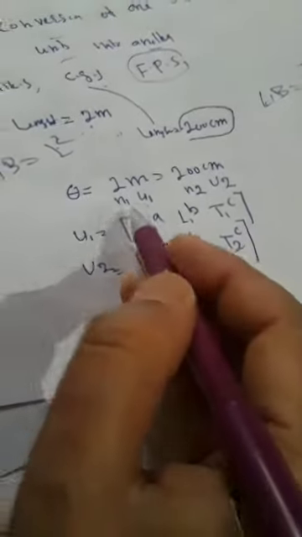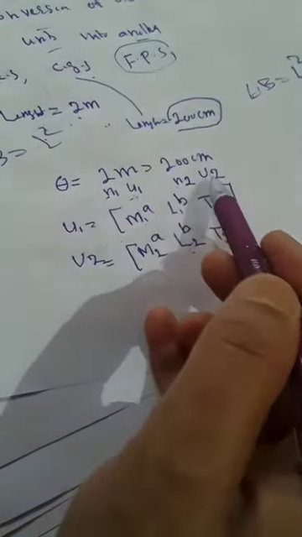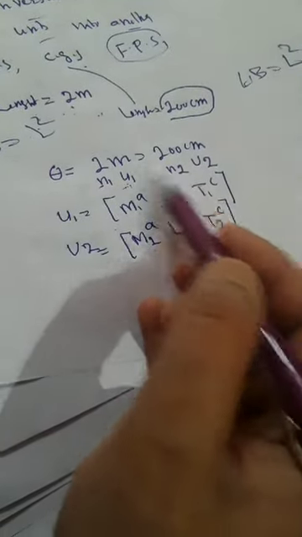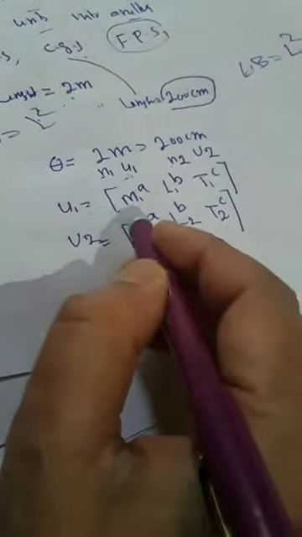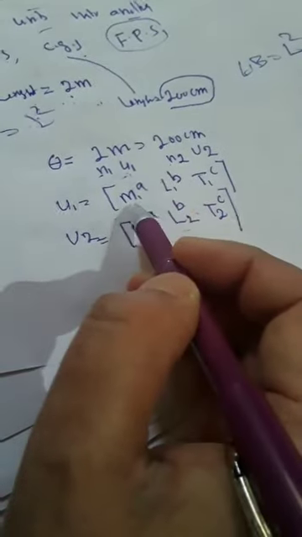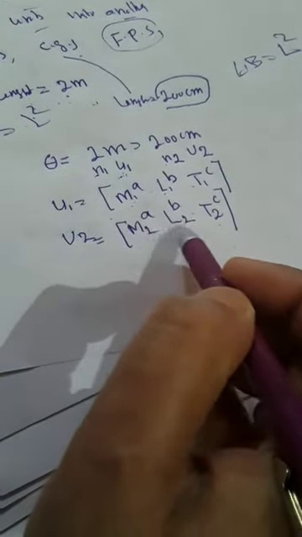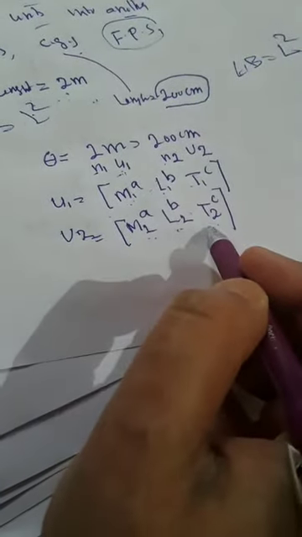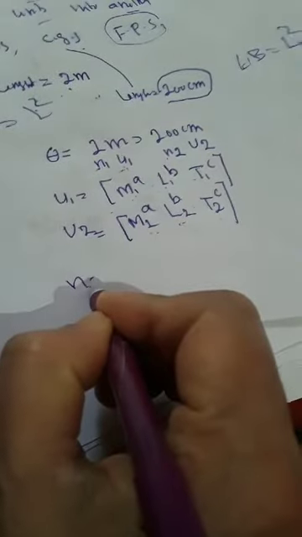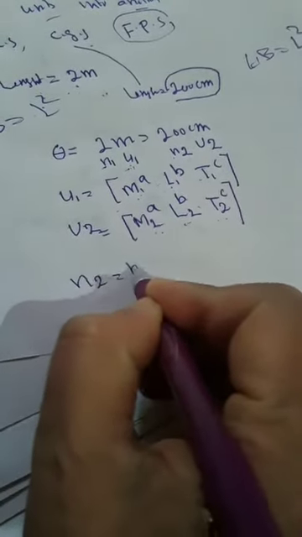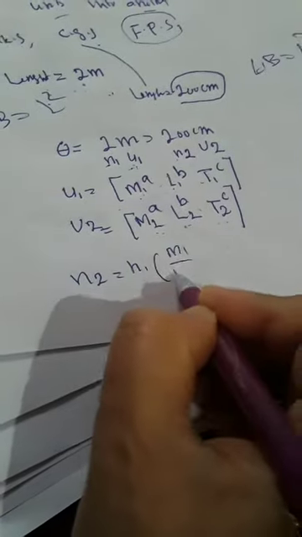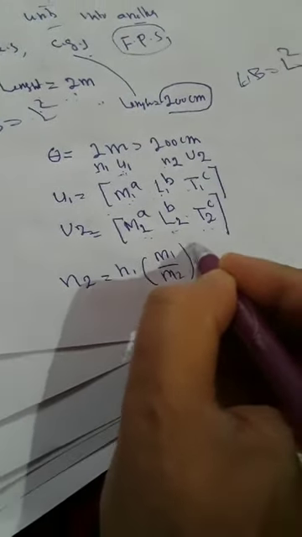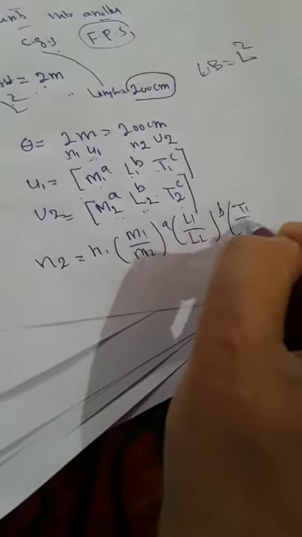Ultimately this quantity Q is equal to N1 U1, equal to N2 U2. When we substitute M1^a L1^b T1^c instead of U1 and M2 L2 T2 instead of U2, we ultimately get a formula: N2 is equal to N1 (M1 divided by M2) raised to power a, (L1 divided by L2) raised to power b, (T1 divided by T2) raised to power c.